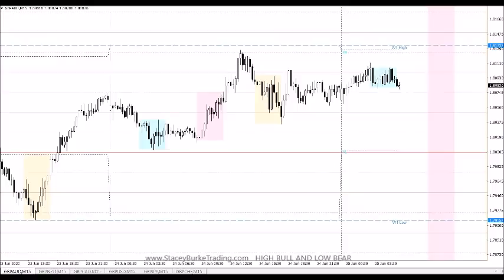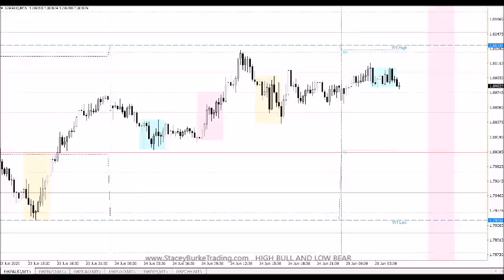G'day traders, Stacey Burke from Stacey Burke Trading, just continuing our discussion on high bull and low bear. And again, we talk about identifying or marking off existing profitable trades from previous sessions because the market will often be moving to those levels in either a stop hunt or a trending capacity. And marking the high bull and low bear, in a lot of cases, they may be the same candles, but in the current day and live circumstances, this is something that I use.